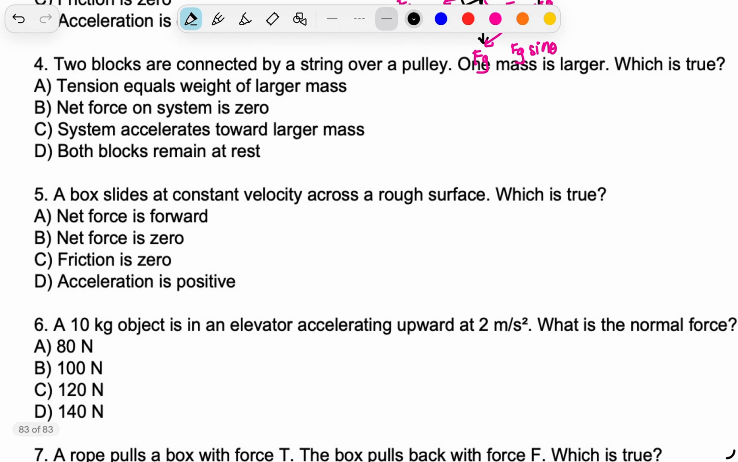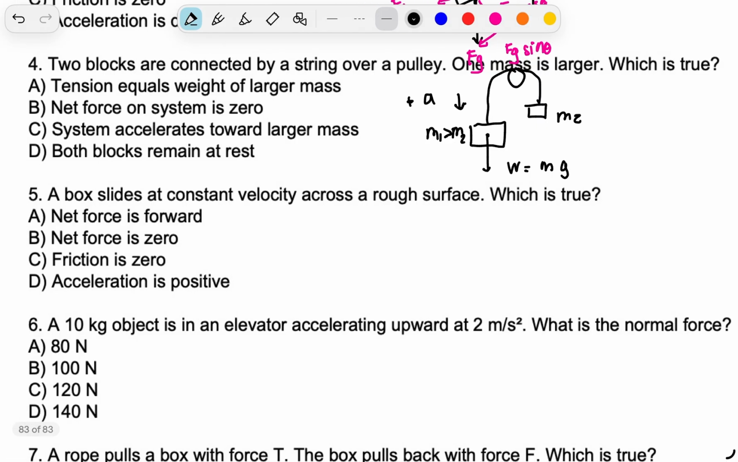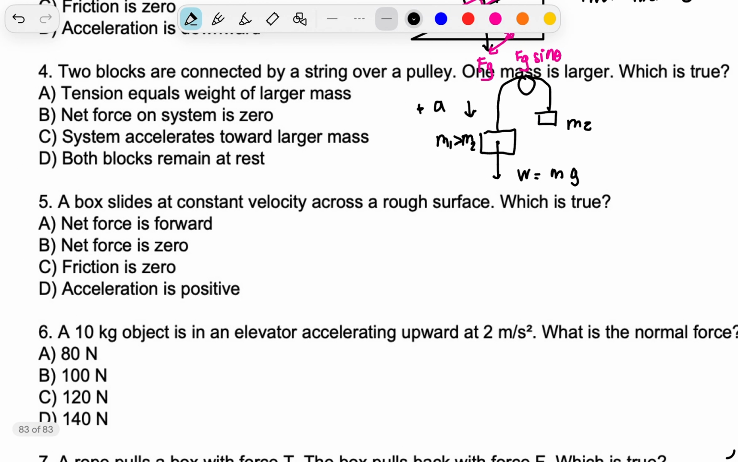Now, we have 2 blocks that are connected by a string over a pulley. One of the masses is going to be larger, and which of the following is true? So we just know that if you have your larger mass, it's going to have a larger weight because on anything, you are going to have a weight that is equal to the mass of that object times the gravitational constant, which is always going to be the same. So your system is going to accelerate towards the mass that is heavier, saying m1 is greater than m2, for example, and this is mass 1, and this is mass 2. So we would have acceleration in this direction, and we could make that positive so we could solve. So we are going to be going on the heavier side.